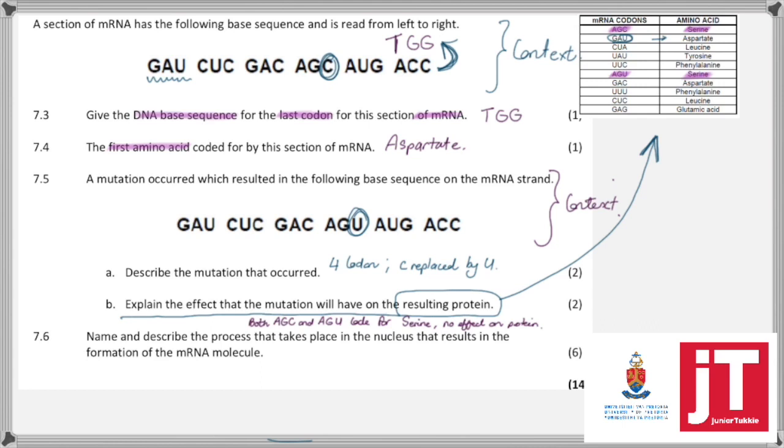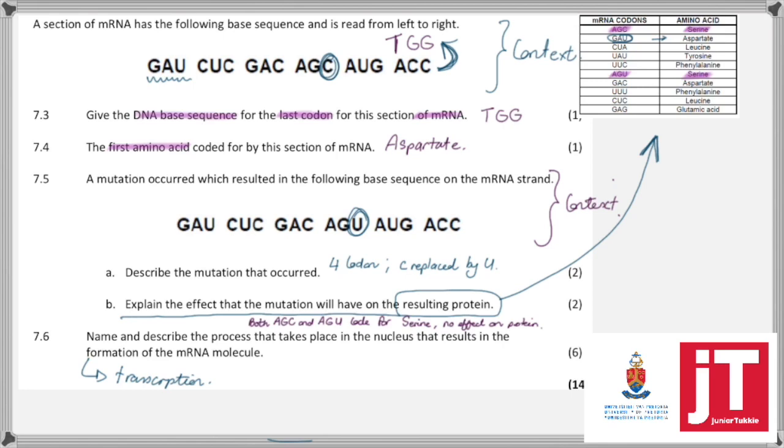Now, question 7.6. Let's have a look at this one quickly. Name and describe the process. There are 2 parts to this. I have to name it, and then I describe it. The process that takes place in the nucleus, now there's only one in protein synthesis that takes place in the nucleus, and this is transcription, that results in the formation of an mRNA molecule. So here we're definitely referring to transcription.